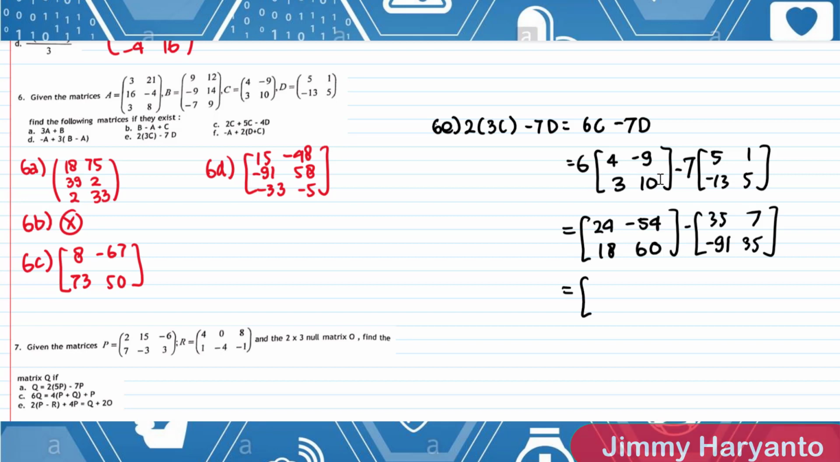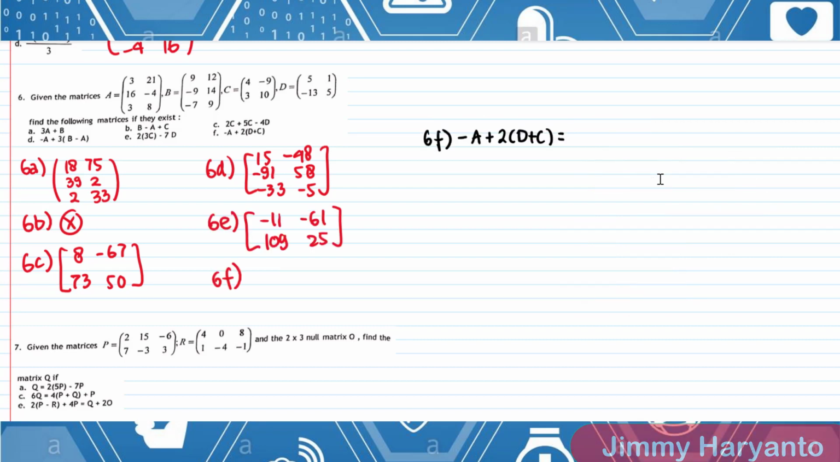And the result is 24 minus 35, negative 11, and then for this one is negative 61, 109, am I right? 18 plus 91, 109. Okay, good. 60 minus 35, 25. Okay, so this is the answer for 6E.